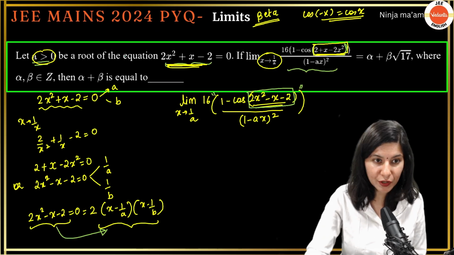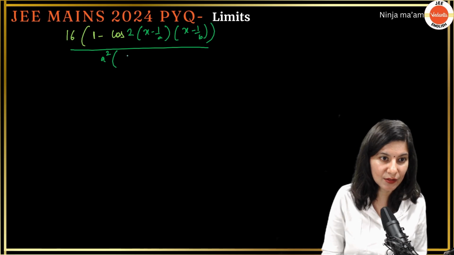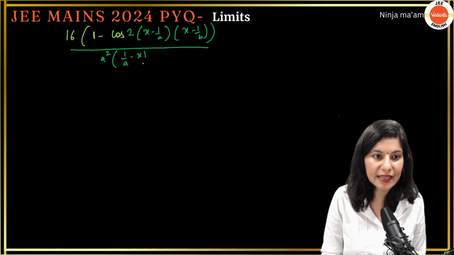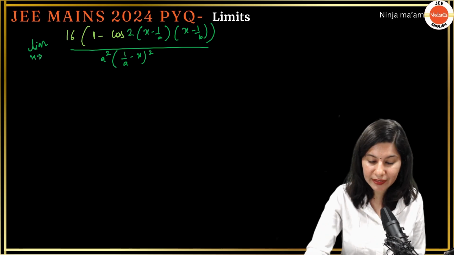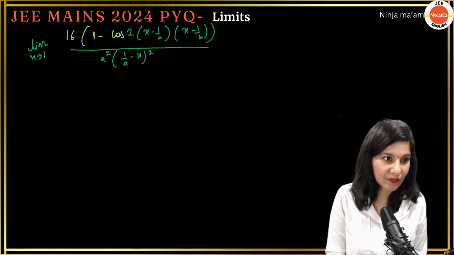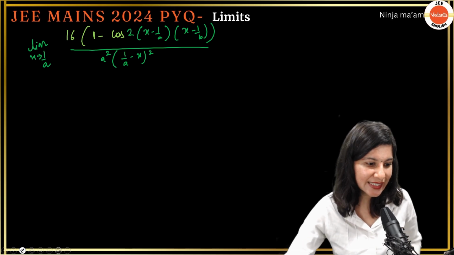So it will become what? Tell me. 1 by a minus x. So this is 1 by a minus x whole square. Limit x tends to a, 1 by a. Okay. Now one more correction I would like to do, which is a harmless thing.